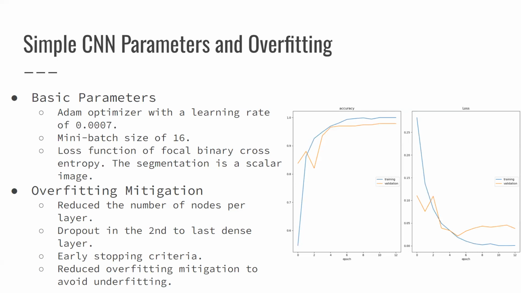Now, like the other neural network, I have some basic parameters, an Adam optimizer with a different learning rate, 0.0007, same mini batch size of 16, same loss function, but instead of the output variable being a segmentation, it's an actual scalar value of 0 or 1. Now, like before, I also had some overfitting problems, but it's not as bad. You see it's trending very well on the right there. Accuracy is very high. It's almost at 1.0. That's 100%.